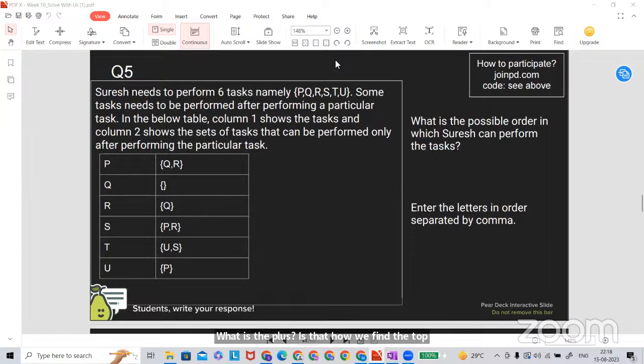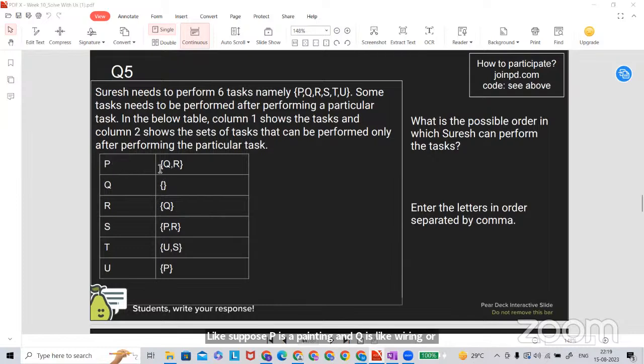Sir, can you please tell again what column 1 signifies and what column 2 signifies? Column 1 says that if Suresh wants to perform task Q and task R, then to perform Q and R he must have already done task P. Suppose P is painting and Q is wiring.